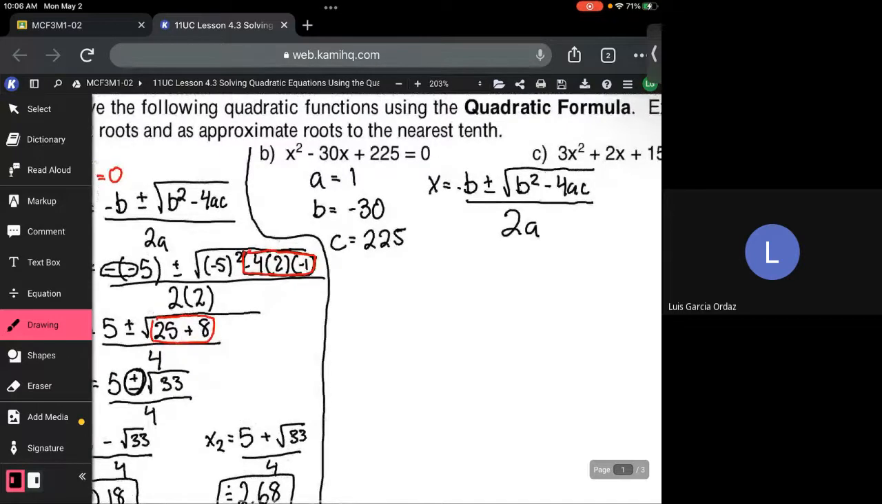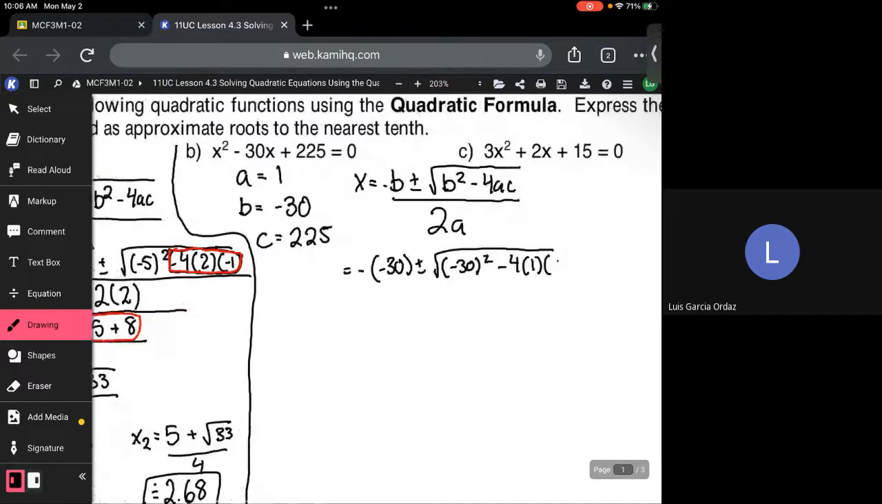So we have b as negative 30. So it's going to be negative times negative 30 plus or minus the square root of b squared, which is negative 30 to the power of 2, minus 4 times a, which is 1, times c, which is 225, all divided by 2a, which is 2 times 1. So same idea. These two negatives, when they're multiplied by each other, give me a positive. So I got 30 plus or minus negative 30 squared is 900.